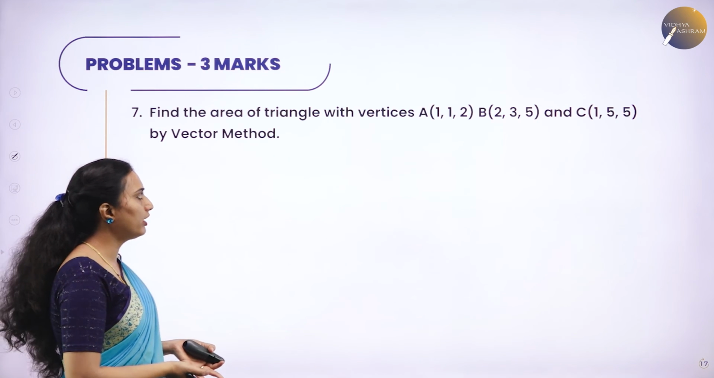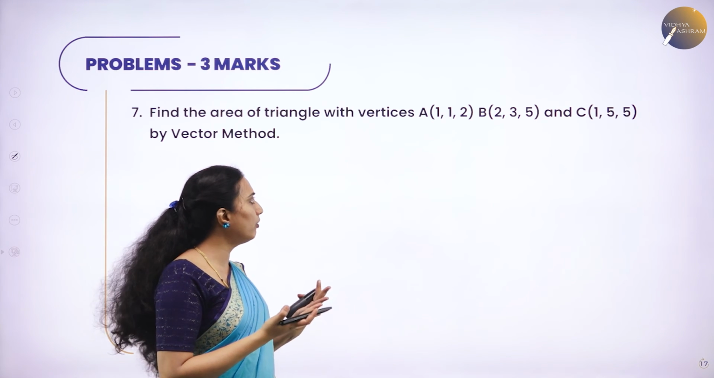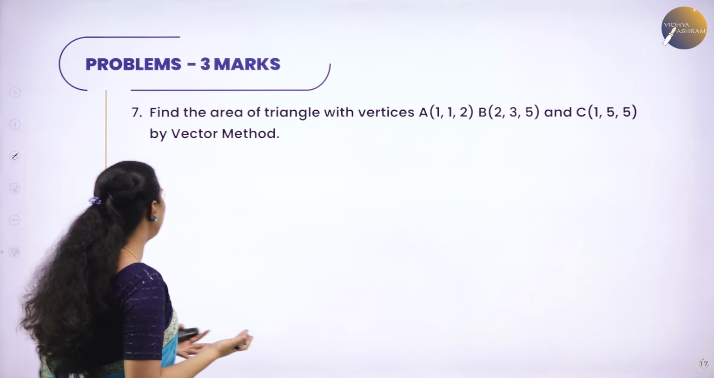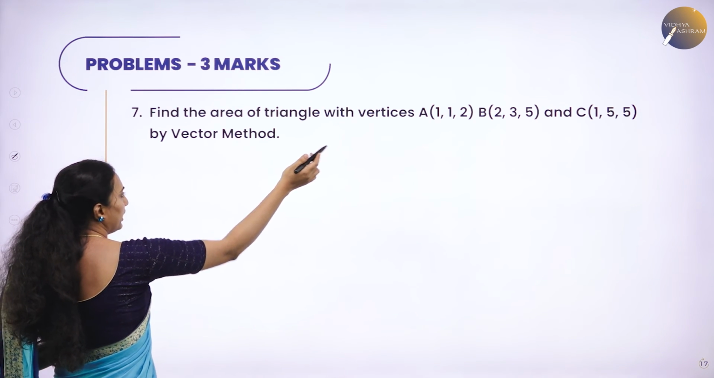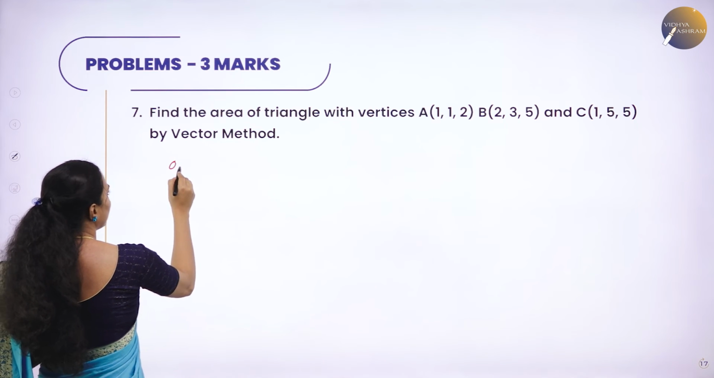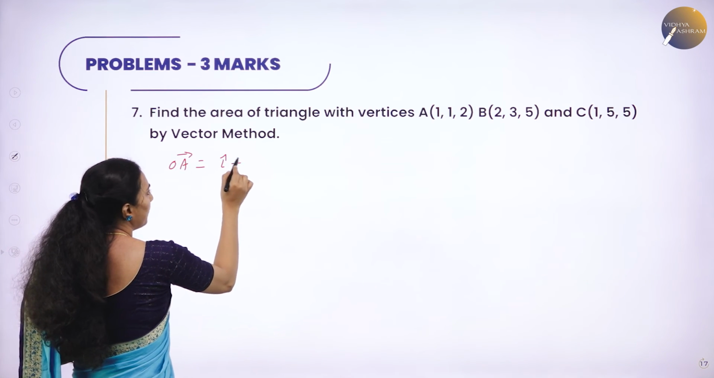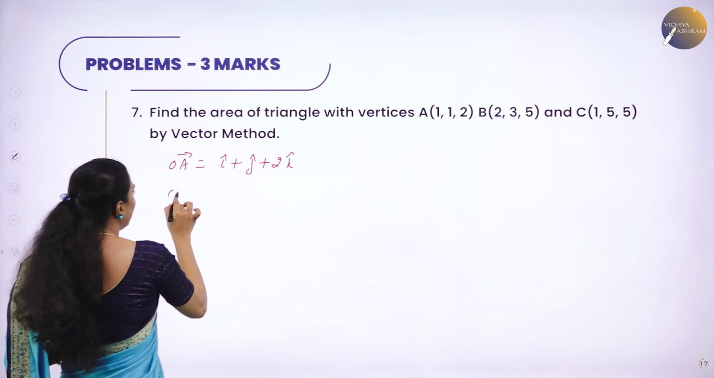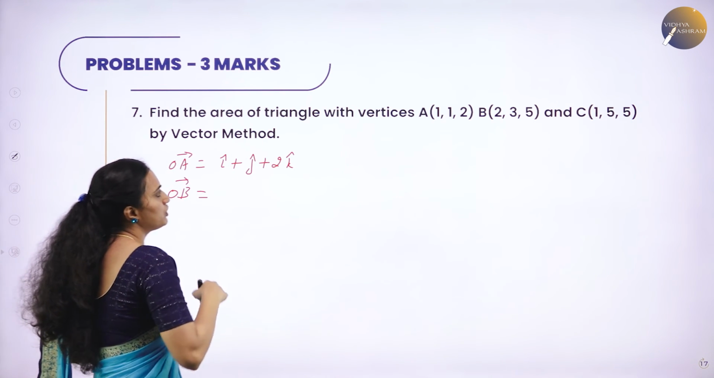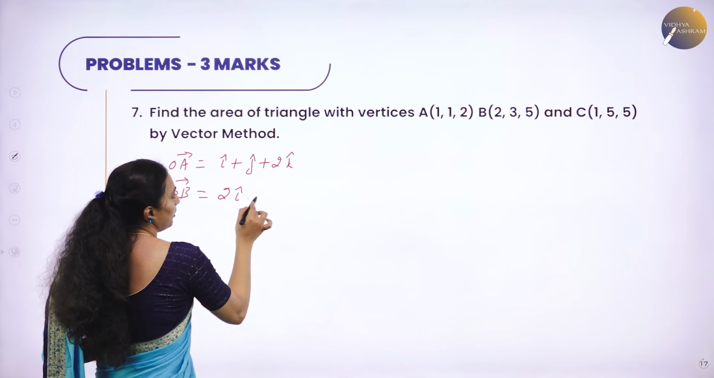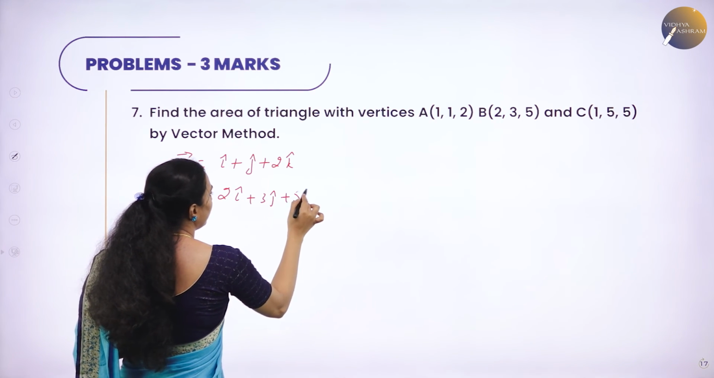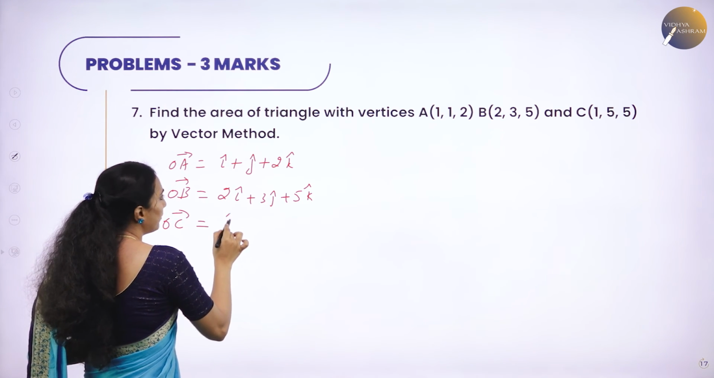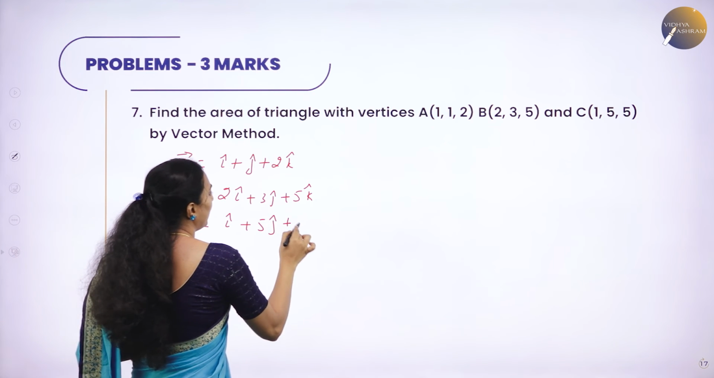Find the area of the triangle with vertices A as 1, 1, 2, B as 2, 3, 5 and C as 1, 5, 5 by vector method. Now we'll be doing it by first taking OA vector, which is 1 into i cap plus 1 into j cap plus 2 into k cap. Similarly, OB vector is 2i cap plus 3j cap plus 5k cap. Similarly, OC vector is 1i cap plus 5j cap plus 5k cap.